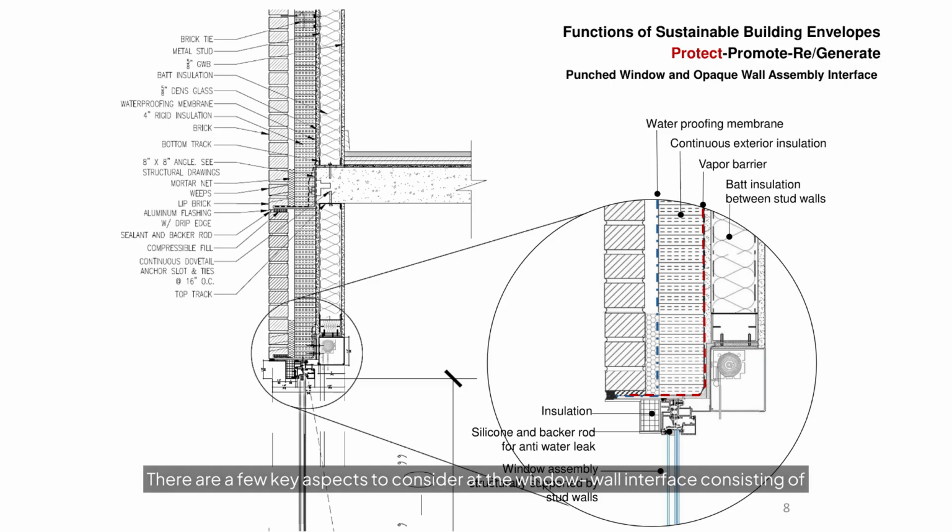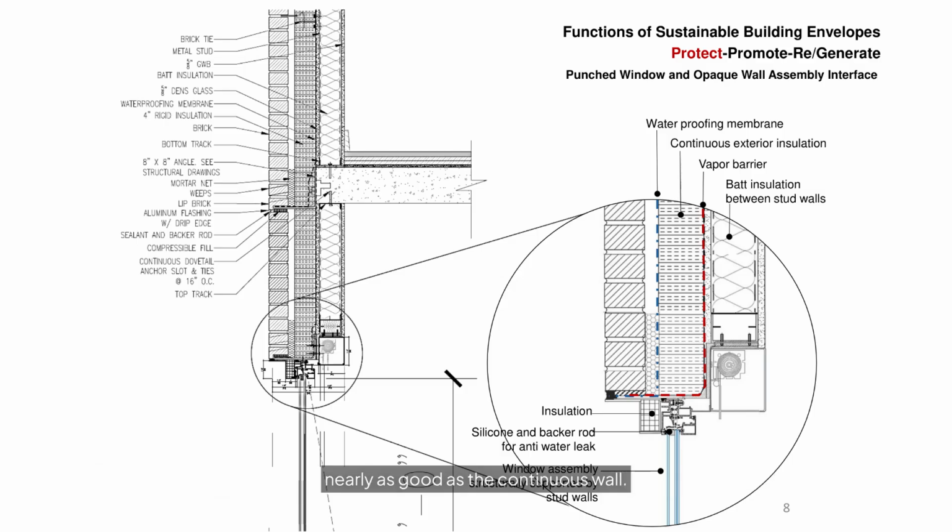There are a few key aspects to consider at the window-wall interface, consisting of: 1. Structural support and framing of the opening. 2. Weatherproofing and flashing at the interface perimeters around the window. 3. Air sealing and vapor control. And 4. Thermal continuity, insulation around the window. Ensure that the window opening is not a weak link of insulation and waterproofing within the wall. If done correctly, the window-wall interface will be weather-tight, airtight, and well insulated, nearly as good as the continuous wall.